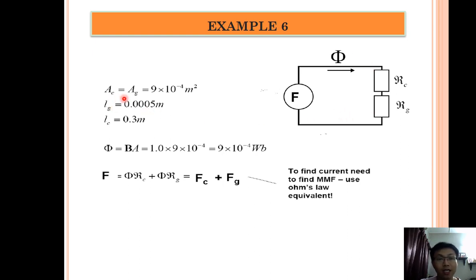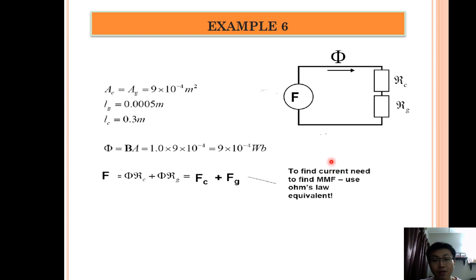Given that AC equals AG, AC means the cross-sectional area of the coil is the same as the cross-sectional area of the air gap, which is 9 times 10 to the power minus 4 meter square. The length of the air gap is 0.005 meter. The length of the coil is 0.3 meter. So first, flux equals BA. My B is 1 Tesla, given, A is given, so the flux is 9 times 10 to the power minus 4 Weber. So my F equals flux times RC plus flux times RG, equals FC plus FG.